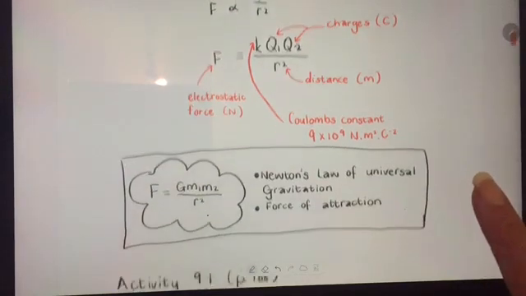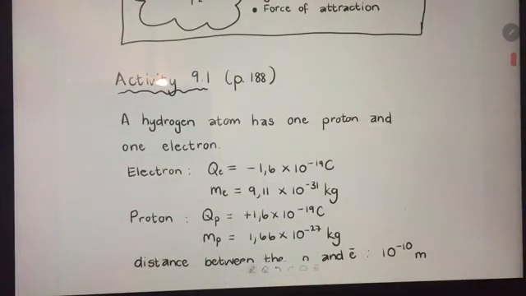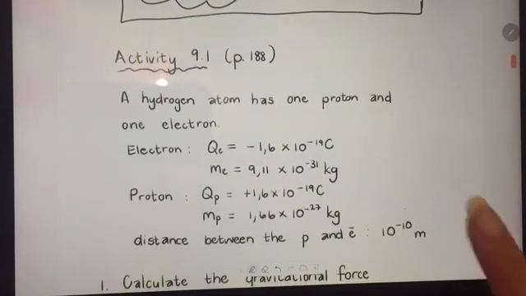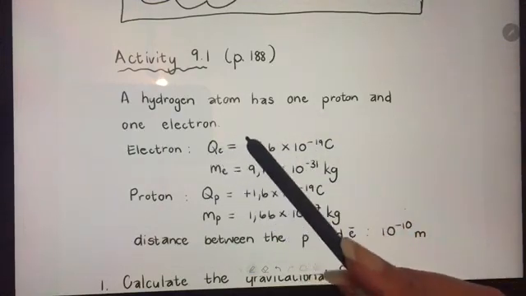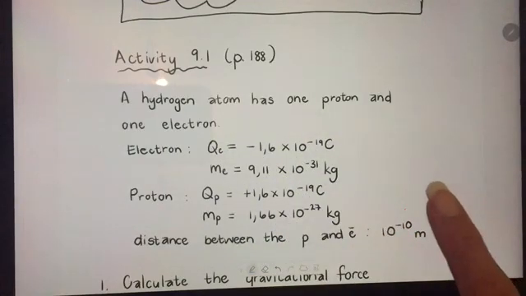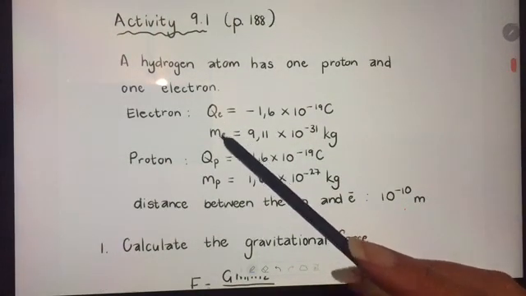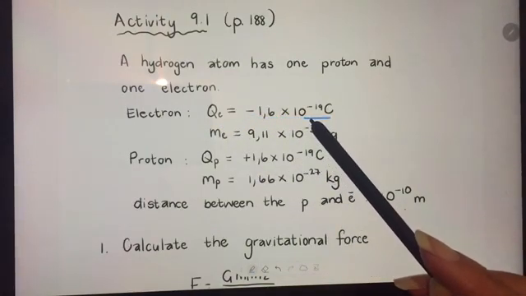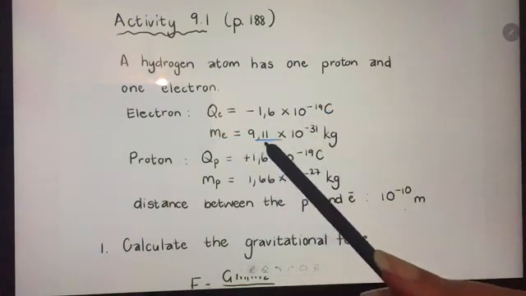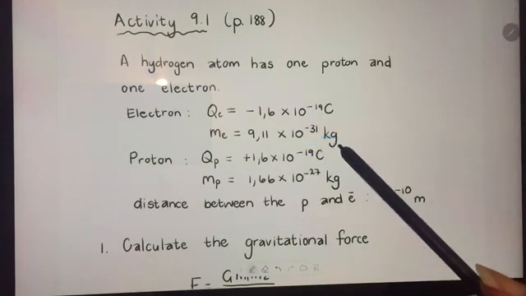And to illustrate this quite nicely, we can take a look at activity 9.1, which you'll find on page 188 of your textbook. So according to this activity, they say that a hydrogen atom has one proton and one electron. And then they give us some information. So they say the charge of the electron is negative 1,6 times 10 to the power of negative 19 coulomb. And the mass of the electron is 9,11 times 10 to the power of negative 31 kgs.